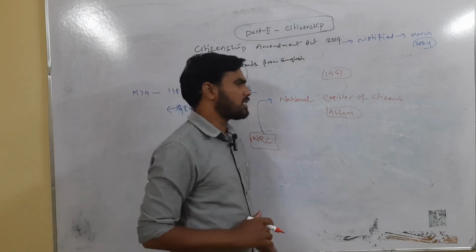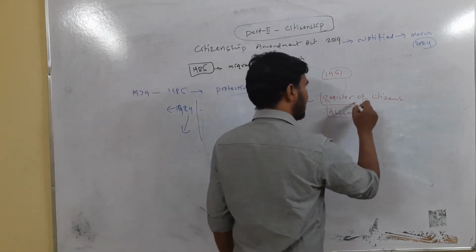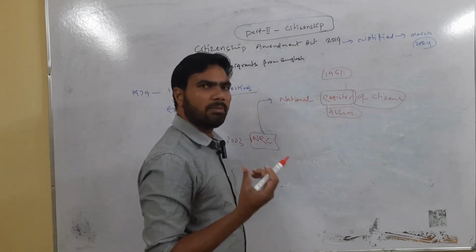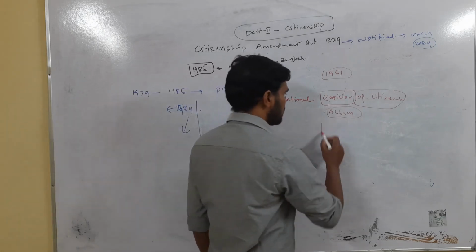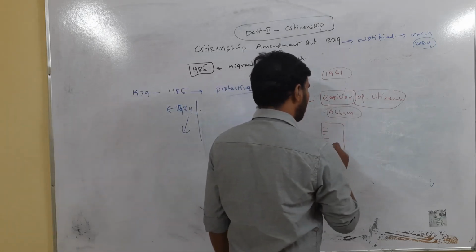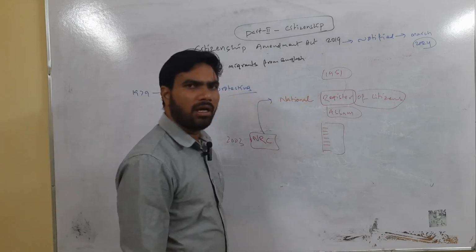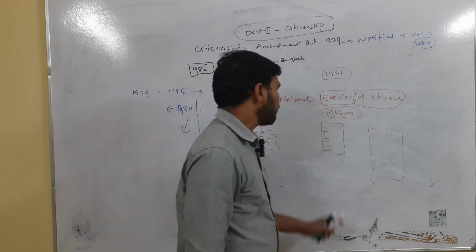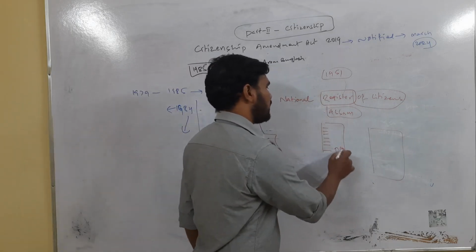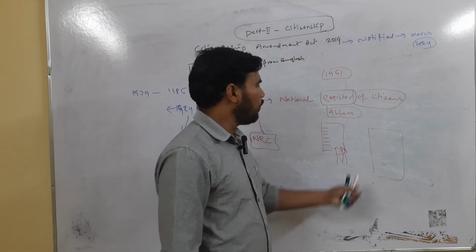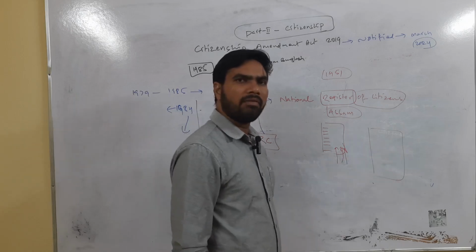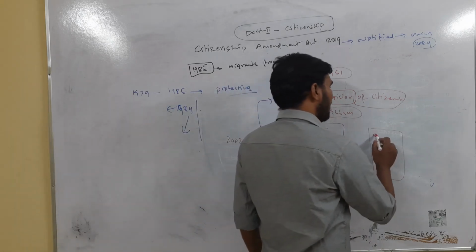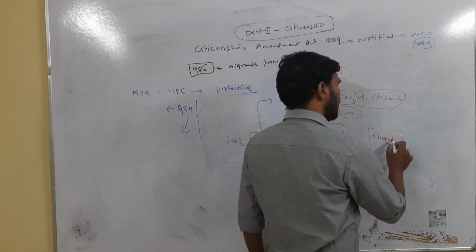So it is the National Register of Citizens, which means it is a register of people who have citizenship of India. It will have all the names of the people who are citizens of India. Those who are not citizens of India, their names will not be included in this. So who will be the people who will not have citizenship after seeing all these things? Only the illegal immigrants.